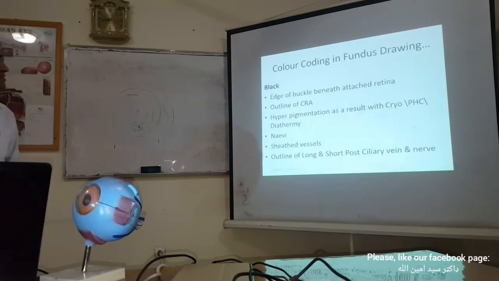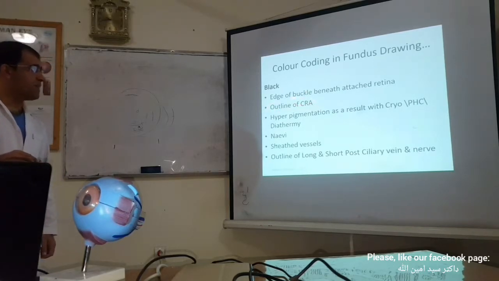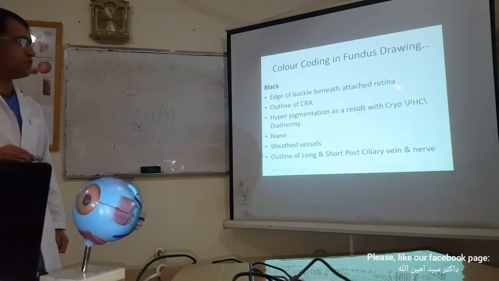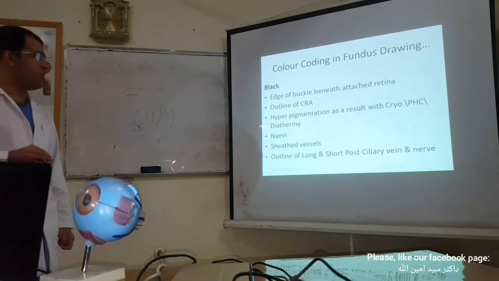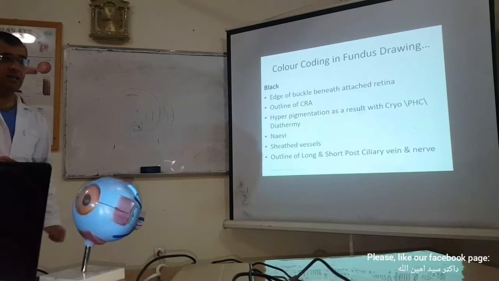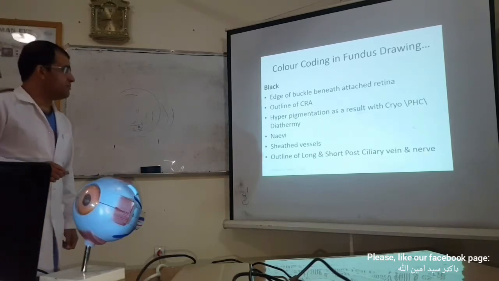And next, black, as I told you before, edge of buckle beneath attached retina. If it is under the detached retina, brown. If attached, black. Outline of CRA, if it is in the attached retina. And hyperpigmentation as a result of cryo. Of course, if you do cryo, if you do photocoagulation, diathermy, and there is hyperpigmentation in the attached retina, that's going to be in black. Again, if it is under the detached retina, it's going to be in brown.